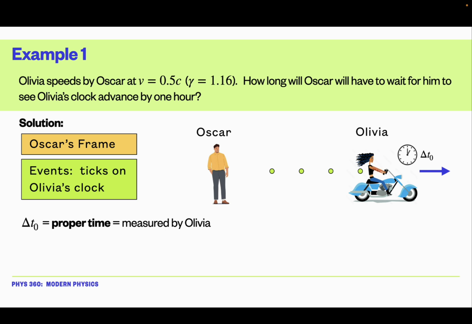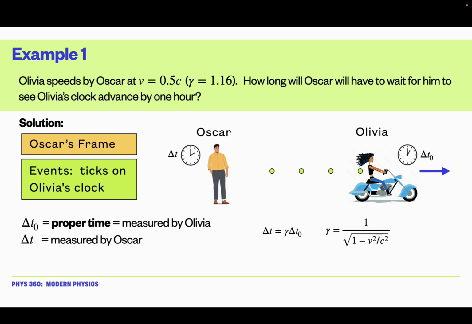Olivia, however, is at rest with respect to those events. Like the clock is moving with her, so every tick of the clock is at the exact same spatial coordinates in her moving reference frame. So she measures the proper time. Delta t is measured by Oscar.